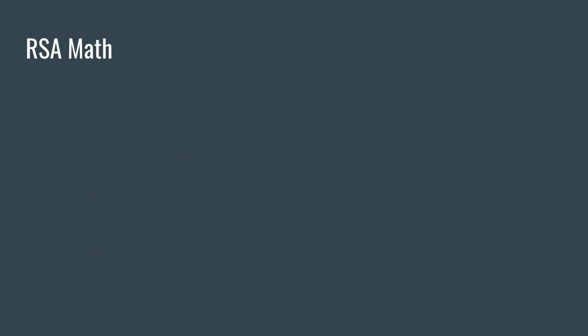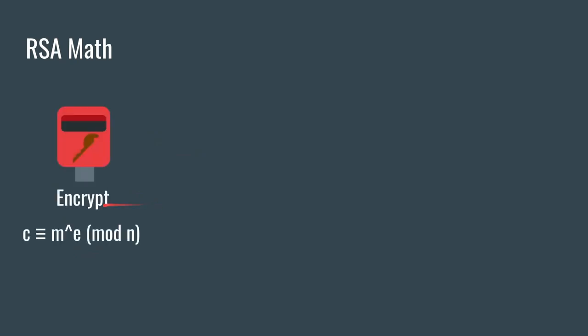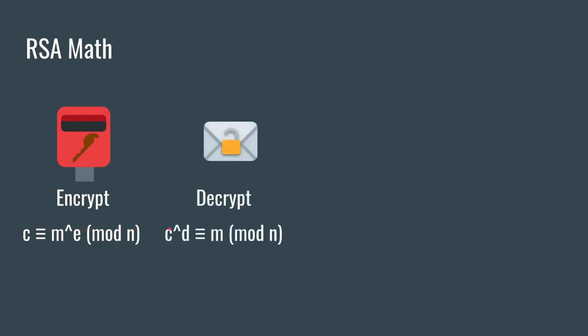A little bit more of the math behind it. To encrypt your message, you would take your message, raise it to the power of your public key, the server's public key. We would say that the ciphertext is congruent to that value mod N. N in this case is another component of the public key. Basically, the public key contains these two numbers, E and N. To decrypt it, we would flip that around and raise the ciphertext to the private key value, and we would compute the congruence of that to get the plain text back out.